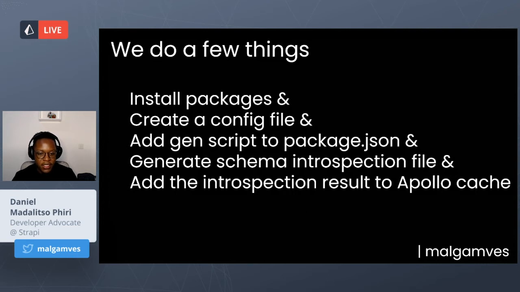And then we need to generate a schema introspection file. So this is the file I talked about, which prints literally all the types that your schema has, so that your client can search through these types and look out for the union types. And then we also need to add the introspection result to our Apollo cache. That's just the Apollo way of working around the heuristic query approach.